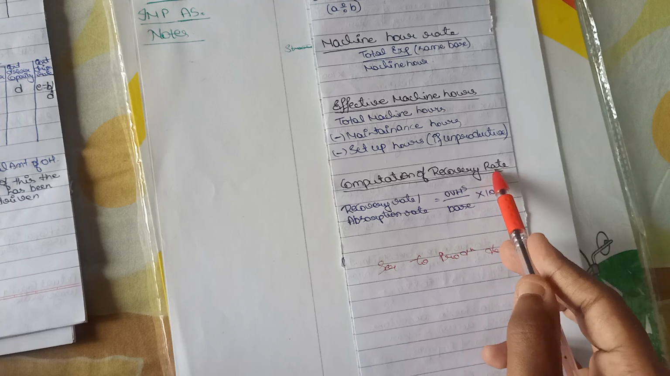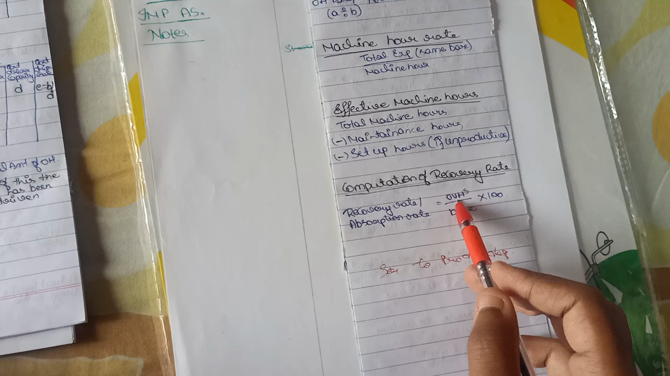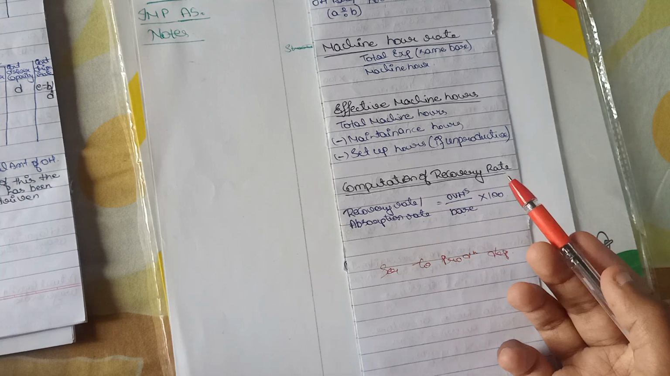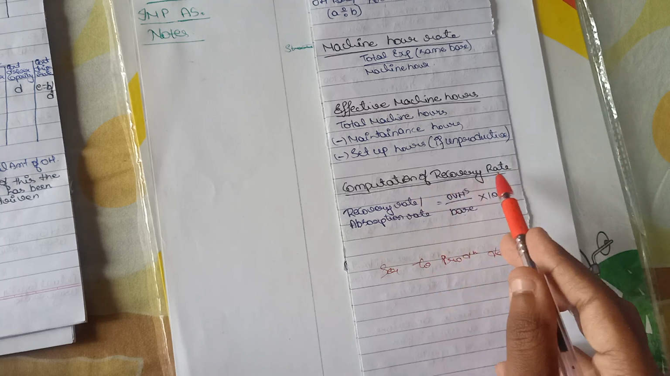Computation of recovery rate. Recovery rate or absorption rate is equal to total overheads divided by base, that may be machine hour rate or labor hour rate, etc., into 100, and we will get the recovery rate.